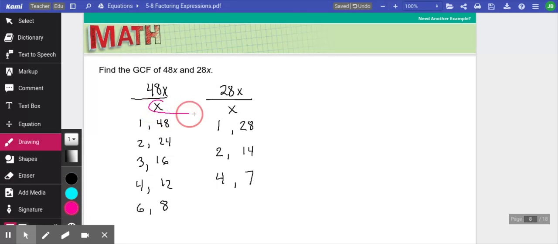So I know that I'm going to have an x. We know that we have 1. We know that we have 2. We know that we have 4. I don't see a 6. I don't see a 7, all right? And I don't see any other numbers. So therefore, 4 is the largest. So we would say that it's 4x as our GCF.